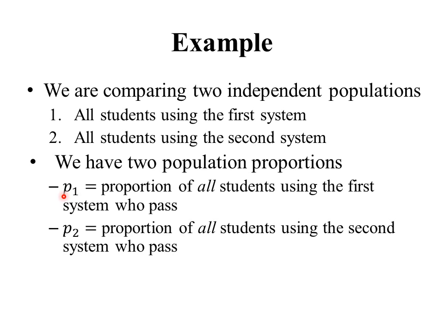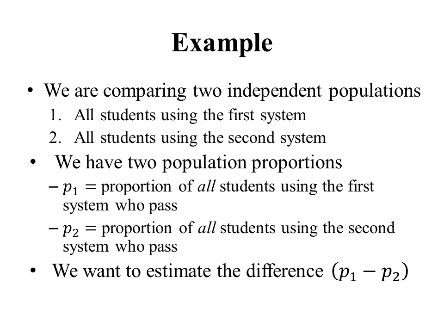Now, within those two populations, we're interested in two population proportions. So let P1 be the proportion of all students using the first system who pass, and then P2 be the proportion of all students using the second system who pass. In these two definitions, we stress the word all because we're interested in all students who use the first system and all students who use the second system, and not just the few students in our two samples.